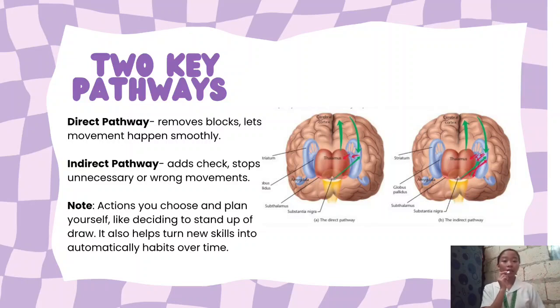And then next is the indirect pathway, which is the stop signal. It blocks unnecessary or wrong movement. For example, if you are inside the library, you have to keep quiet, or if you talk, you should speak softly.